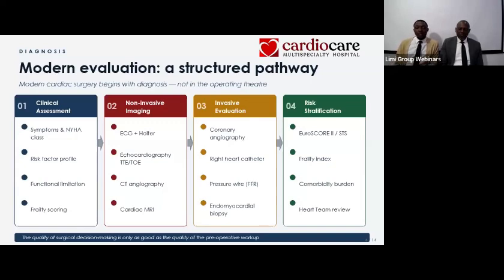And then we have the endomyocardial biopsy for infiltrative diseases. Then the next thing we ask ourselves, we have to stratify this patient. Will they actually survive the surgery? And then will they have better outcome after the surgery?